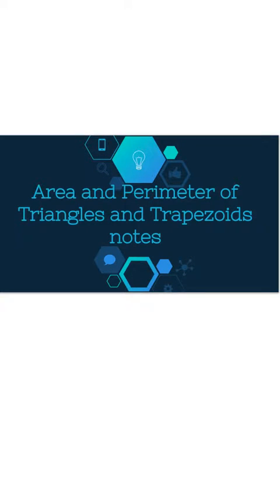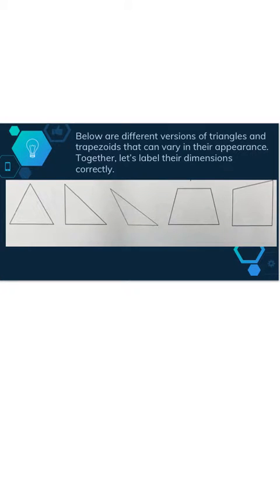Area and perimeter of triangles and trapezoids notes. Below are different versions of triangles and trapezoids that can vary in their appearance. Together, let's label their dimensions correctly. In the first one, the base is on the bottom.